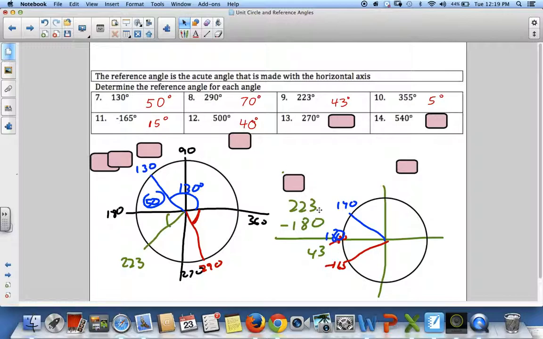And that's that. Or I could have done, if this was all the way around to 450, 500, and 540, the difference between 500 and 540 is also 40, either way. 270 is right on this line here, which makes this a 90-degree angle. And 540 is on the line right here, which is 0 from the horizontal, so that's what we get for those angles.